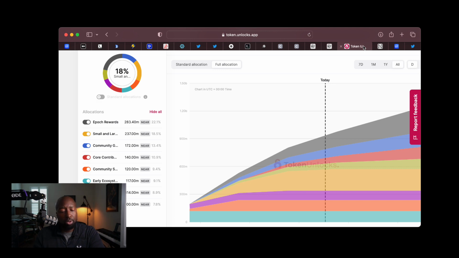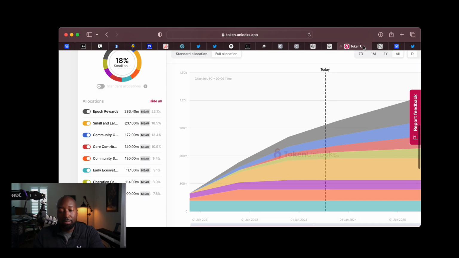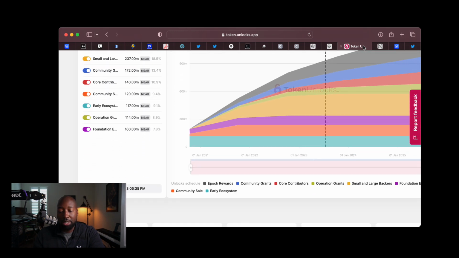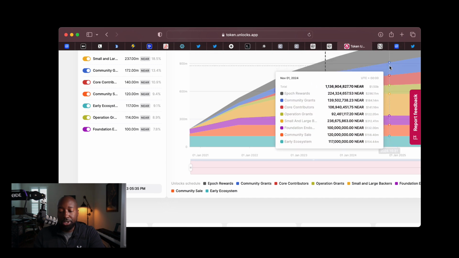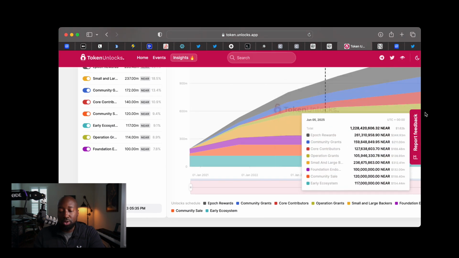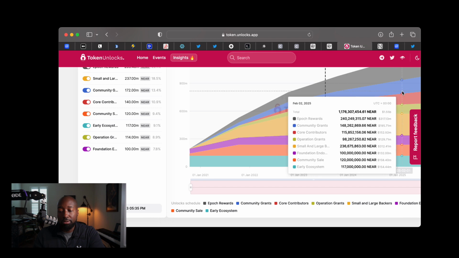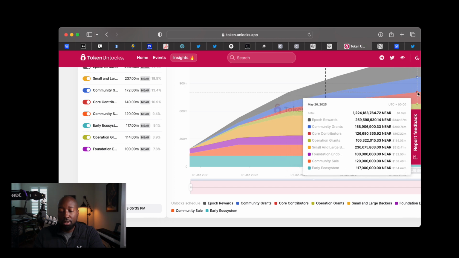That's my only concern with this project, is that they own a lot of the supply, which means they can dump at any moment. Are they going to do that? I don't know, but it's a risk, right? So that's my only concern with that. And looking at this here, like I talked about, the entire supply should be done by October of 2025. So that's what we got as far as unlocking and inflation.